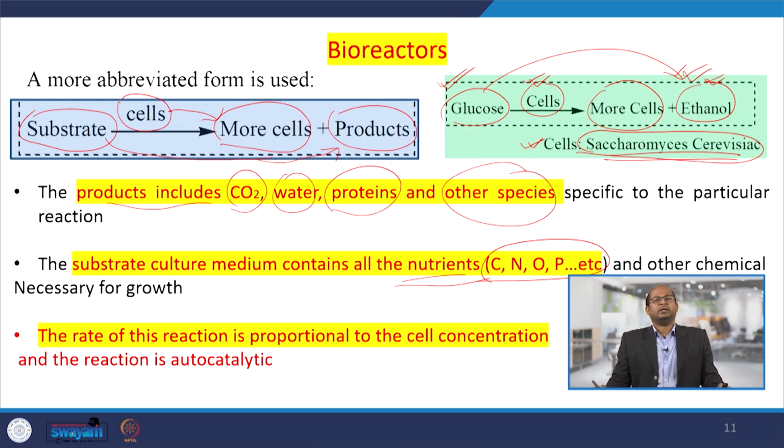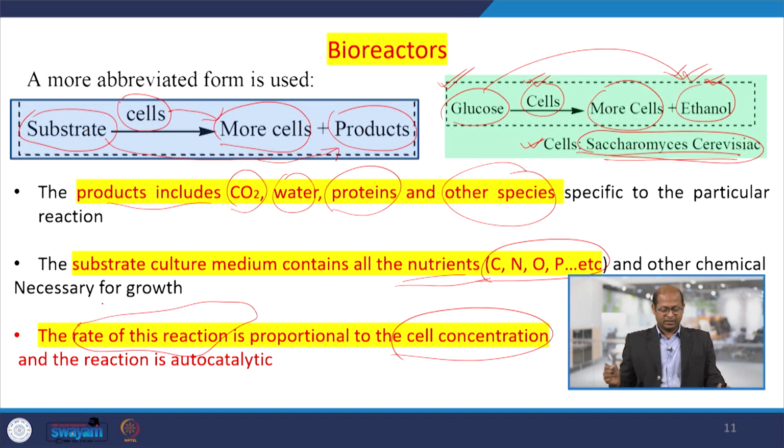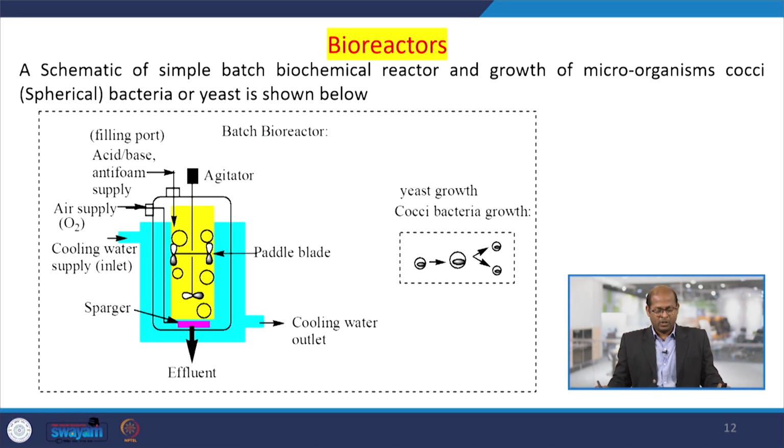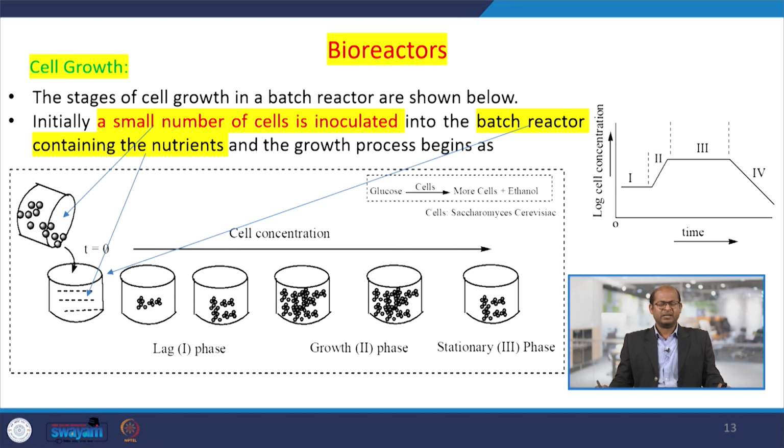So, when we are talking about bioreactions, the rate of the reactions is very important, and it is directly proportional to the cell concentration present. So, the rate of the reactions is directly proportional to the cell concentration. When we talk about cell growth, you have already studied it, so I am just discussing the basic things.